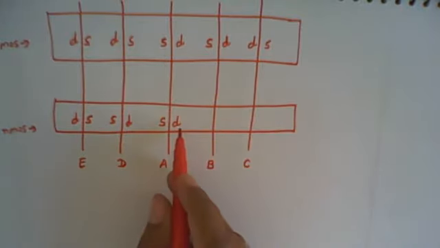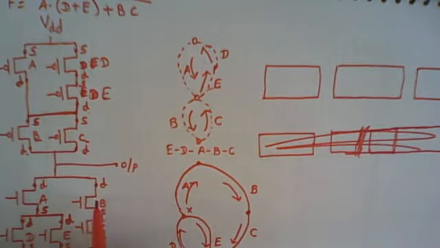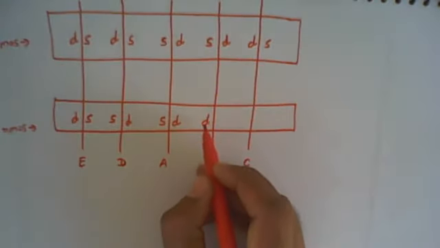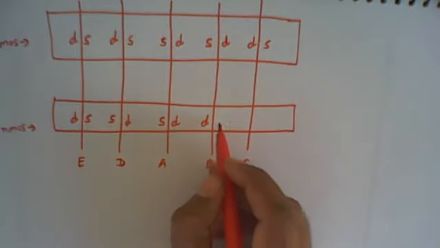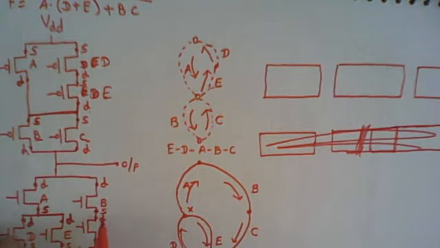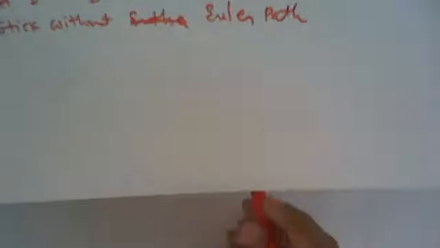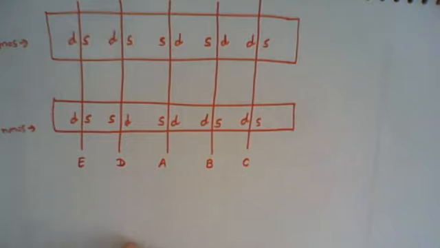Now the drain of the A MOSFET is connected with the drain of the B MOSFET. So this common area can work as the drain for A as well as B. So remaining is the source. Now the source of the B MOSFET is connected with the drain of the C MOSFET. So remaining is the source.